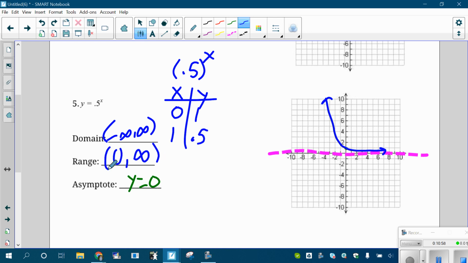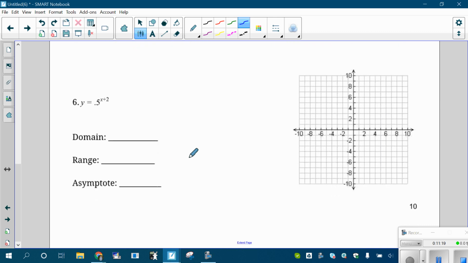Be careful here, the range isn't negative infinity or something like that. The lowest y value is still 0 and the highest is still infinity. Even though it's swooping down, the range is just capturing what the y values are, not the order that you get them. So it's still just 0, infinity. All right, last one, I want you to pause and give this one a try here. Be careful, you've got a transformation going on here now.